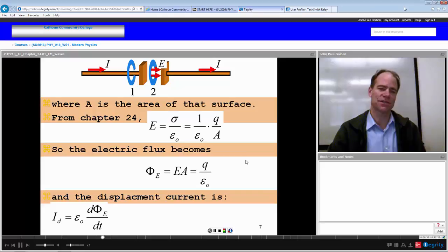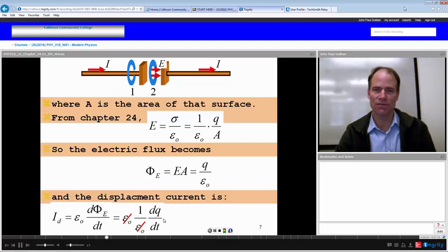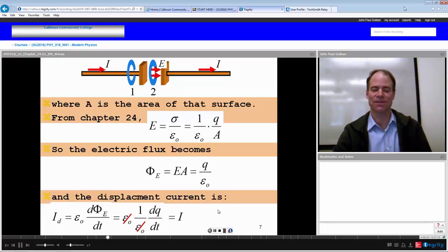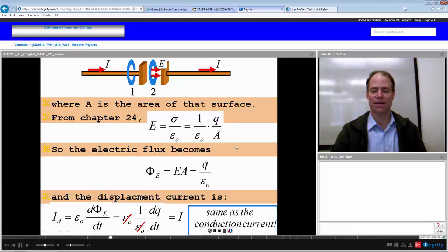Put this into the displacement current definition, and we have that I sub d is equal to epsilon naught times the derivative of the electric flux with respect to time. So that's going to be epsilon naught times 1 over epsilon naught, which will cancel out, times the derivative of the charge with respect to time, but that simply is equal to the current. So we have this displacement current is actually equal to the current, and that allows us to have continuity through the gap of this capacitor. How about that? Brilliant.